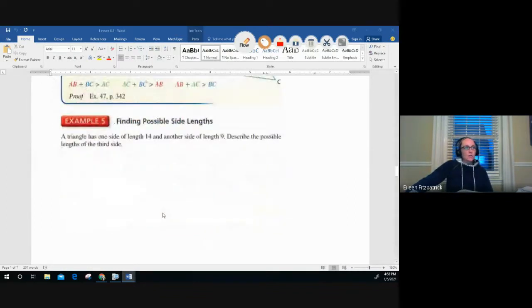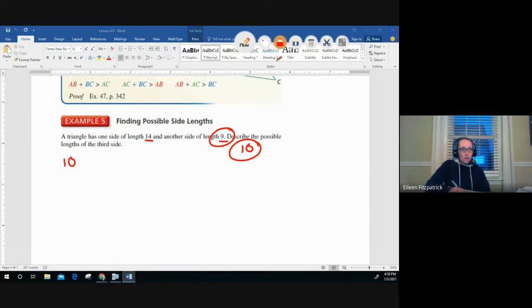All right, so the next problem is going to be example 5, finding possible side lengths for a third side. So to do this, if you're given a triangle that has sides of length 14 and 9 and you're asked to describe the possible lengths of the third side, I don't want just one example. I want all the possible lengths, right? You could do guess and check and say, all right, maybe it's 10. Take the 2 smaller lengths. Do they add up to be greater than 14? Yeah. So this other side length could be a 10, but it could be a lot of different numbers.